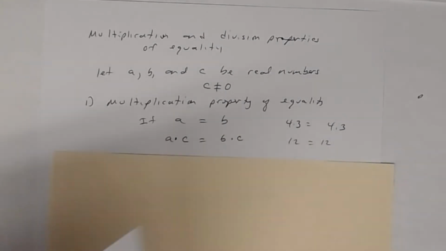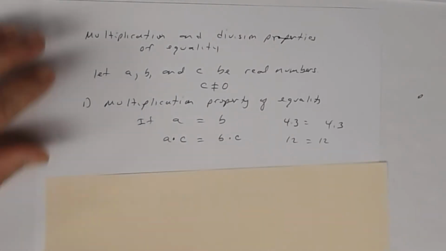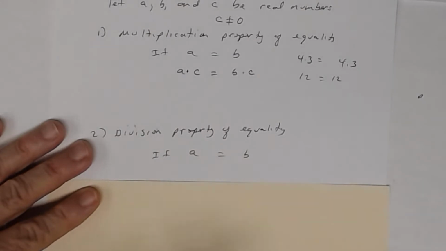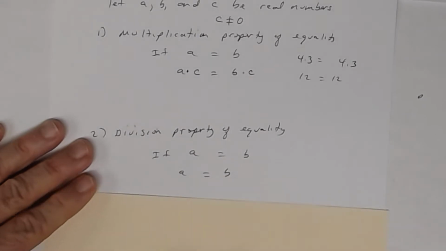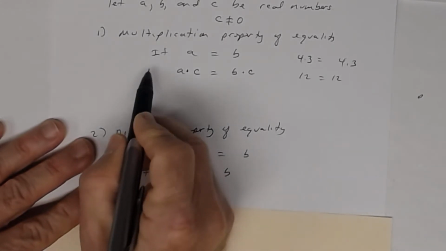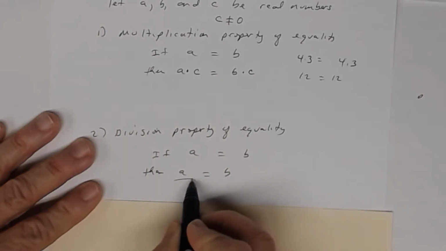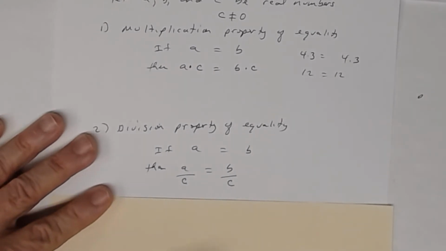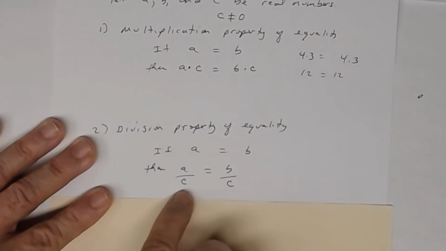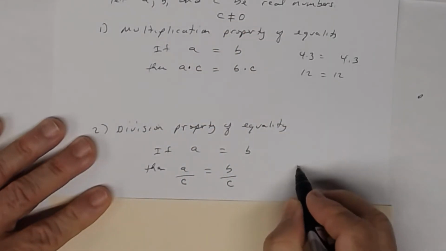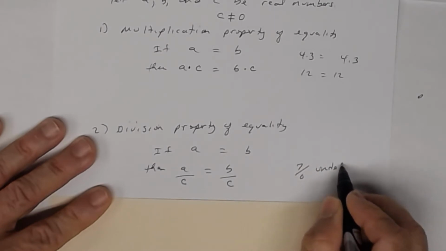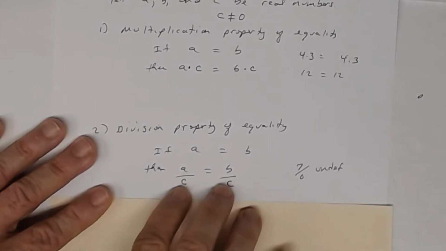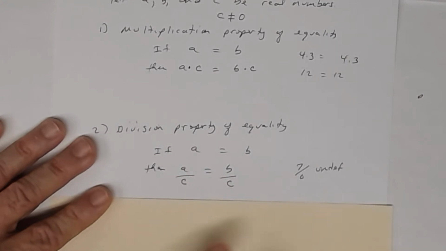All right, just keep that in mind. Now, the division property says this: if a equals b, then if I divide the left side by c, I have to divide the right side by c. Notice I said c cannot be 0, because you cannot divide by 0. Dividing by 0 is undefined. If I say 7 divided by 0, that makes no sense. That's why with division we say c cannot be 0, because it makes the expression undefined.